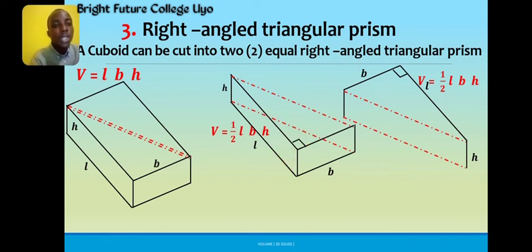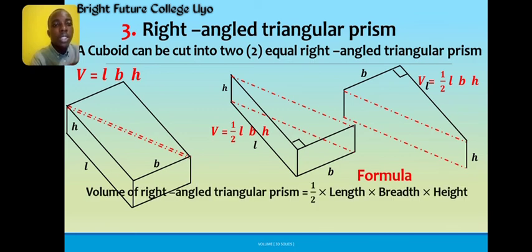So what I'm trying to say is that the formula for calculating the volume of a right angle triangular prism is 1/2 times length times breadth times height, and that will give you V equals 1/2 LBH. So take note, circle it in your note. Volume of a right angle triangular prism is 1/2 times length times breadth times height. Take note of it. Okay. Now let's use that to solve one or two questions before we end today's class.